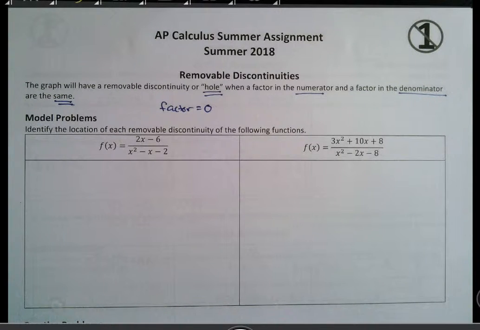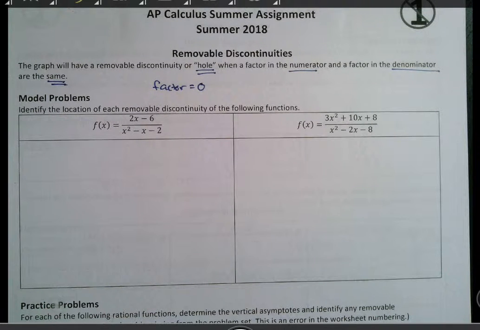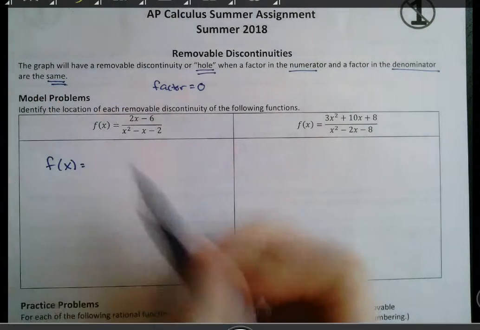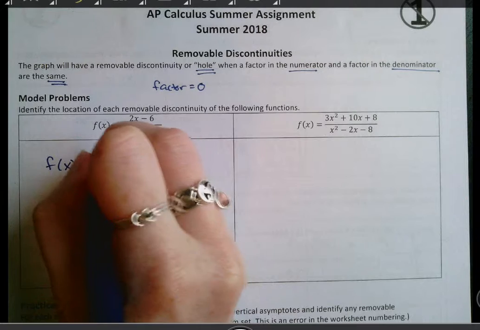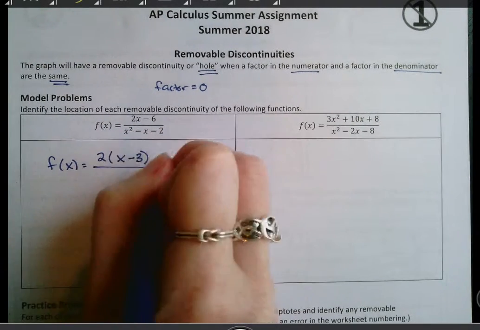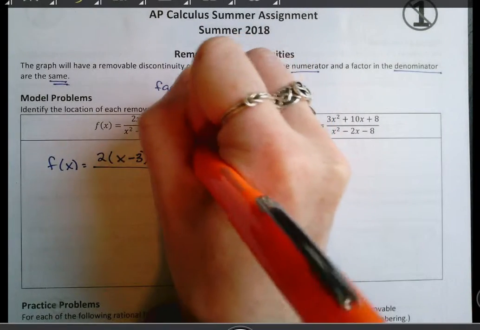So if we look at our first question here, we have f of x is equal to 2x minus 6 divided by x squared minus x minus 2. So what we need to do is factor here. We have f of x, and on the top, 2x and 6 can both be divided by 2, so I'm going to factor a 2 out here. So 2 times x minus 3 divided by, well, this one we'll use our x box or the table.